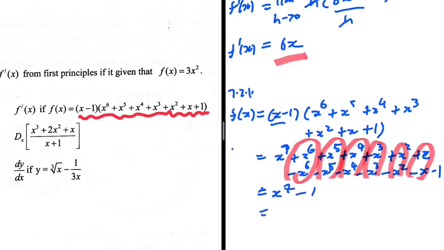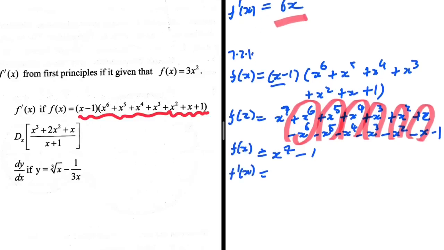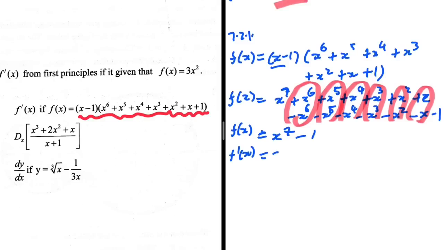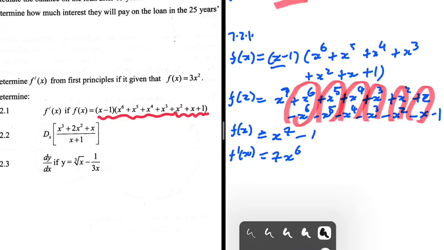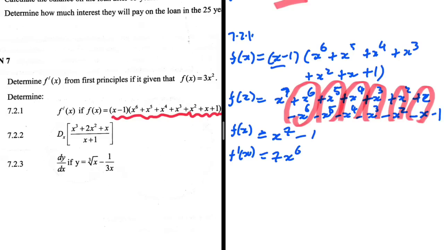So this is f of x, not f prime because we have not yet derivated there or attempting to. This is f of x, and then here we now have f prime of x because now I actually want to derivate, of which when I do that I'm going to get 7x to the power 6 minus 0, so we can just drop that. Okay, there we go. That is 7.2.1.